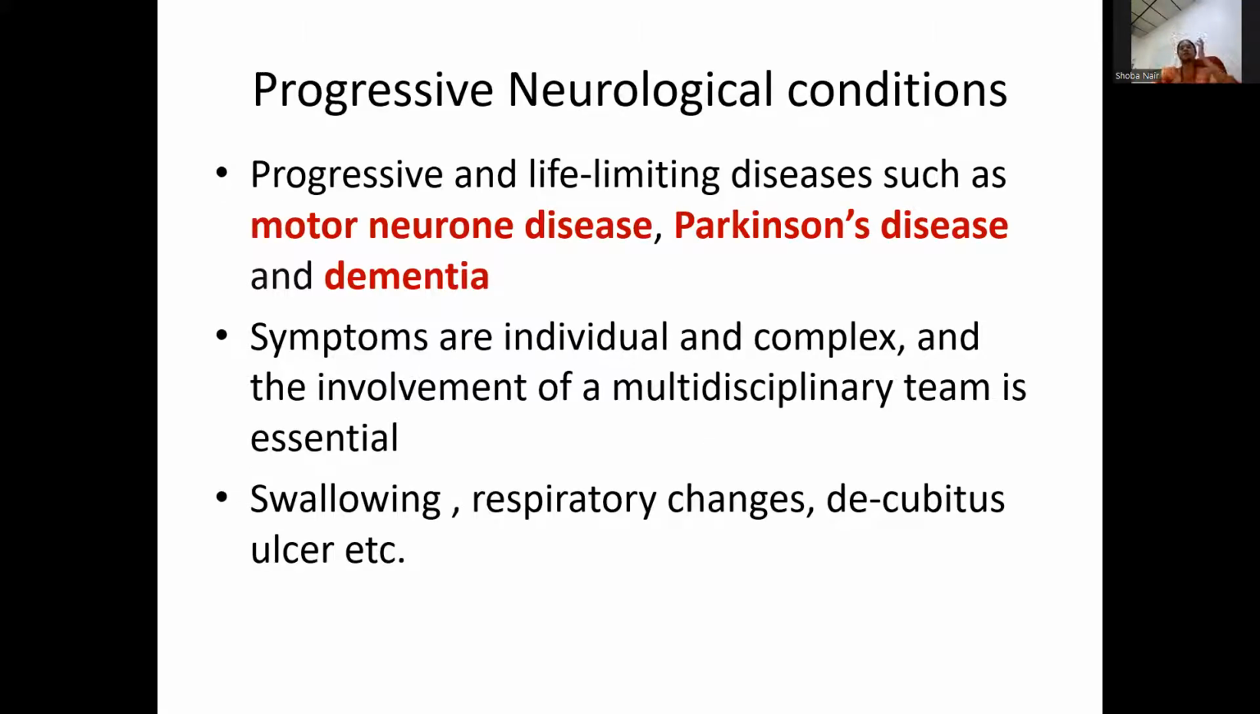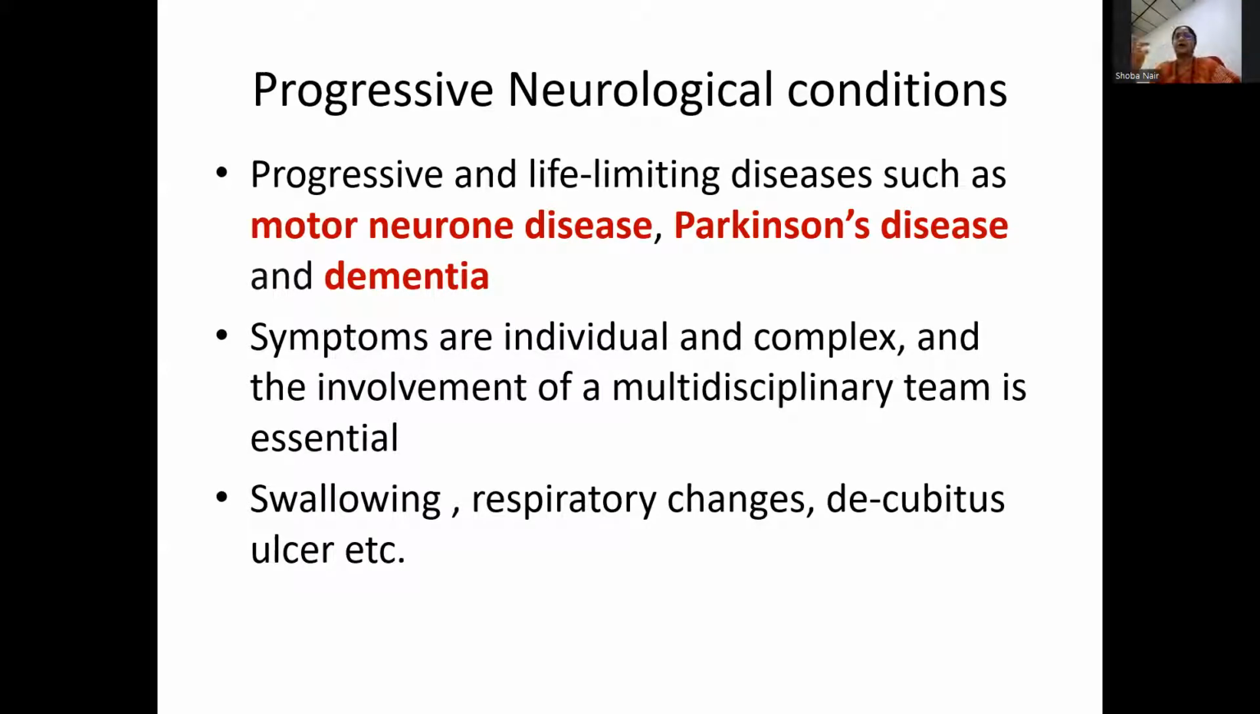So what about neurological conditions? A lot of you mentioned dementia and diabetic neuropathy and things like that, which are purely pain conditions. But neurological conditions, progressive and life-limiting diseases such as motor neuron disease, Parkinson's disease, and dementia. In motor neuron disease, at a certain stage they're not even able to express what they want, what they would like for us to do, and things like that.